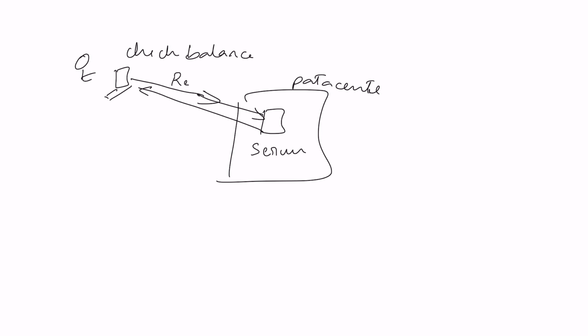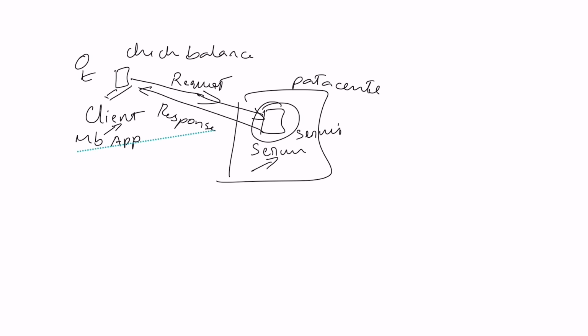So normally we call it request and response. So my mobile banking application becomes my client, and the backend server which serves the request becomes my server. That is the basic concept of client server architecture. Now there are many real world examples which I can give you.